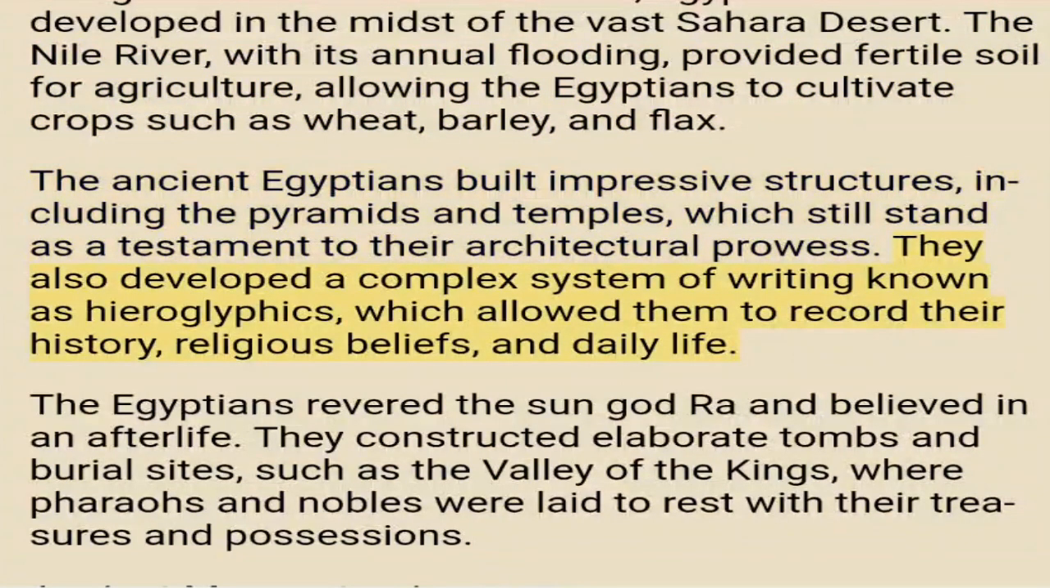They also developed a complex system of writing known as hieroglyphics, which allowed them to record their history, religious beliefs, and daily life. The Egyptians revered the sun god Ra and believed in an afterlife. They constructed elaborate tombs and burial sites, such as the Valley of the Kings, where pharaohs and nobles were laid to rest with their treasures and possessions.